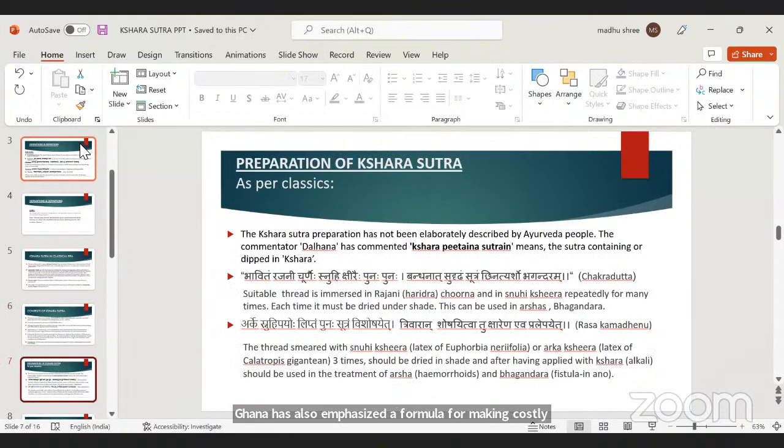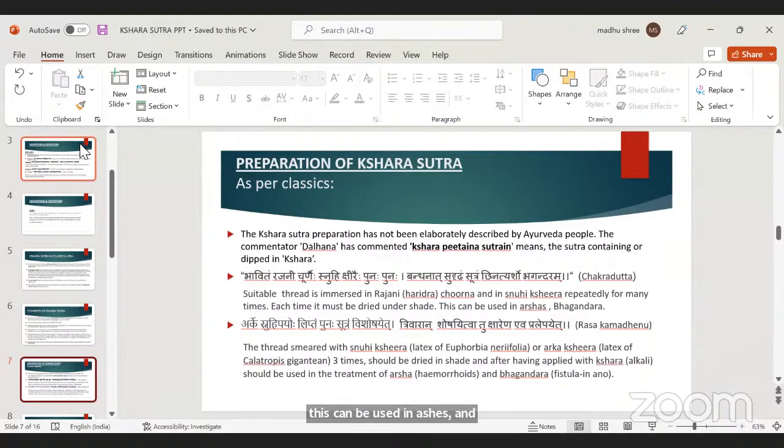Preparation of Kshara Sutra as per classics. Kshara Sutra preparation has not been elaborately described by Ayurveda authors. Dalhana has commented Kshara Pitena Sutre, meaning sutra containing or dipped in Kshara. As per Chakradatta, Bhavitam Rajani Churnai Snuhikshirai Punah Punah Bandhanat Sudridam Sutram Hanyat Arsho Bhagandharam. A suitable thread is immersed in haridra churna and in snuhikshira repeatedly many times. Each time it must be dried under shade. This can be used in Arshas and Bhagandhara.